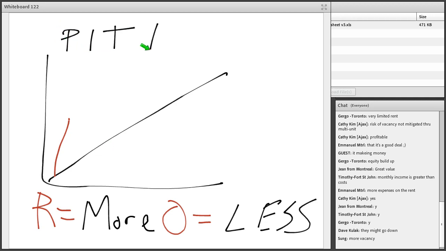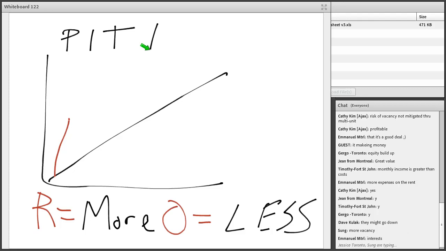PITI. What does PITI stand for? Principal, interest, taxes, insurance. Okay? Principal, interest, taxes, insurance. Why is that important? Because these are all what? Expenses. Right? They're all expenses.